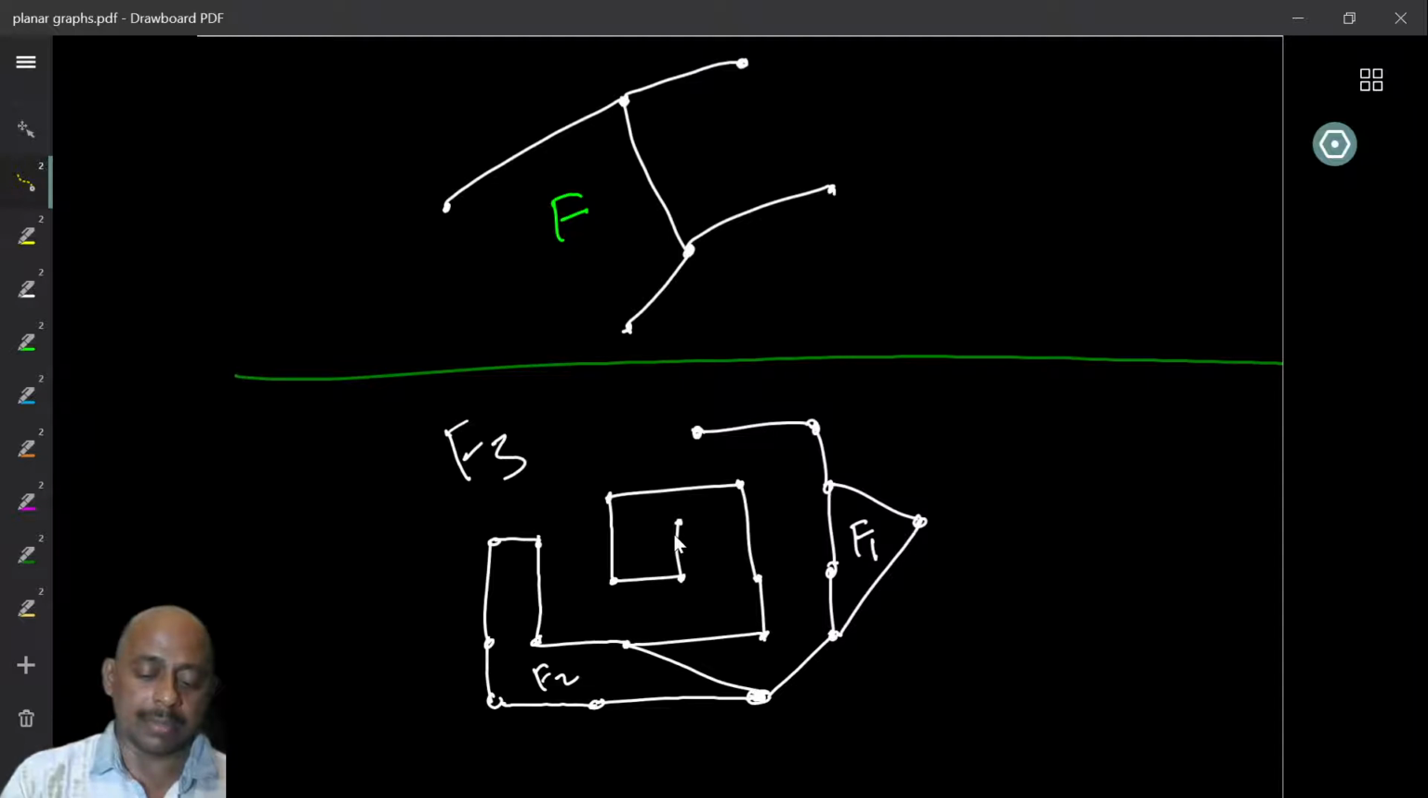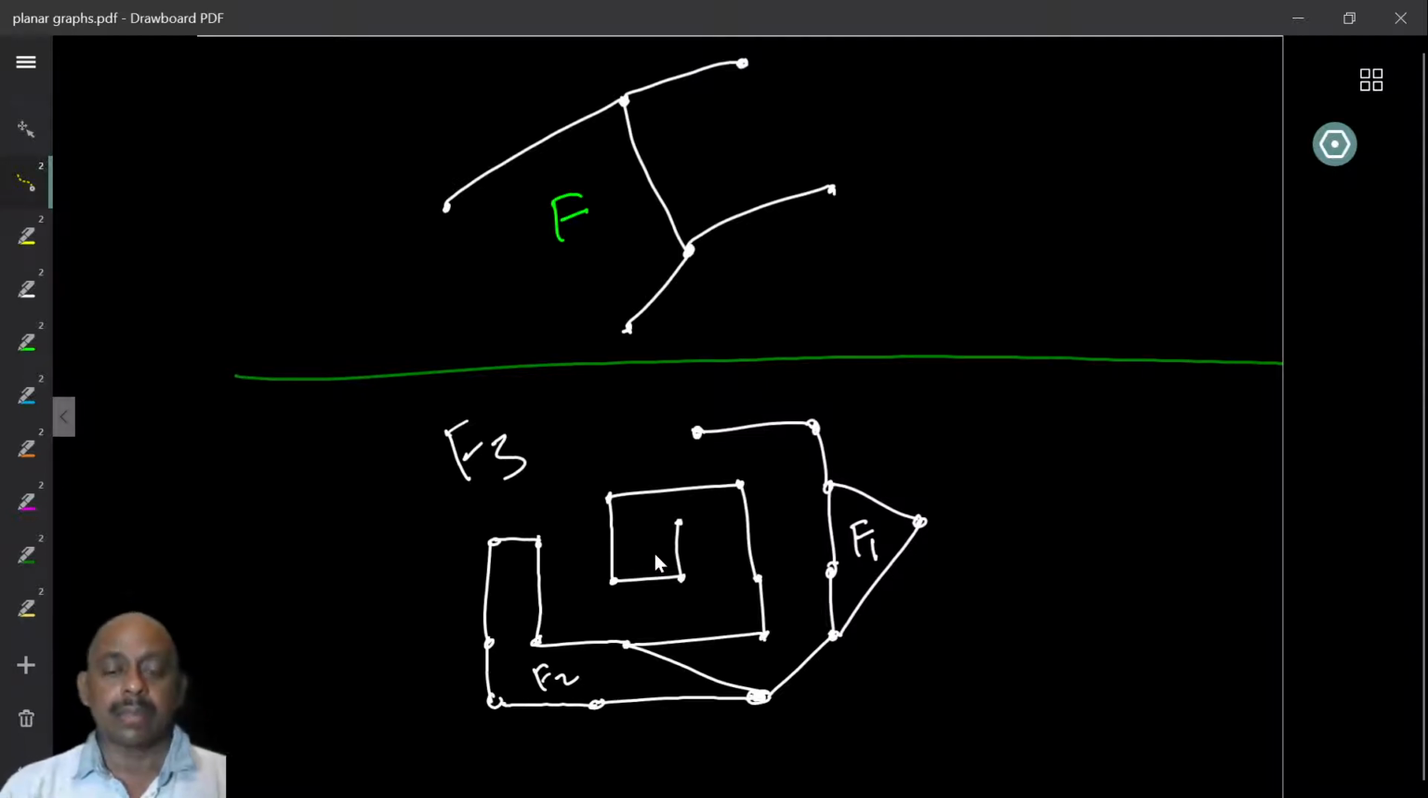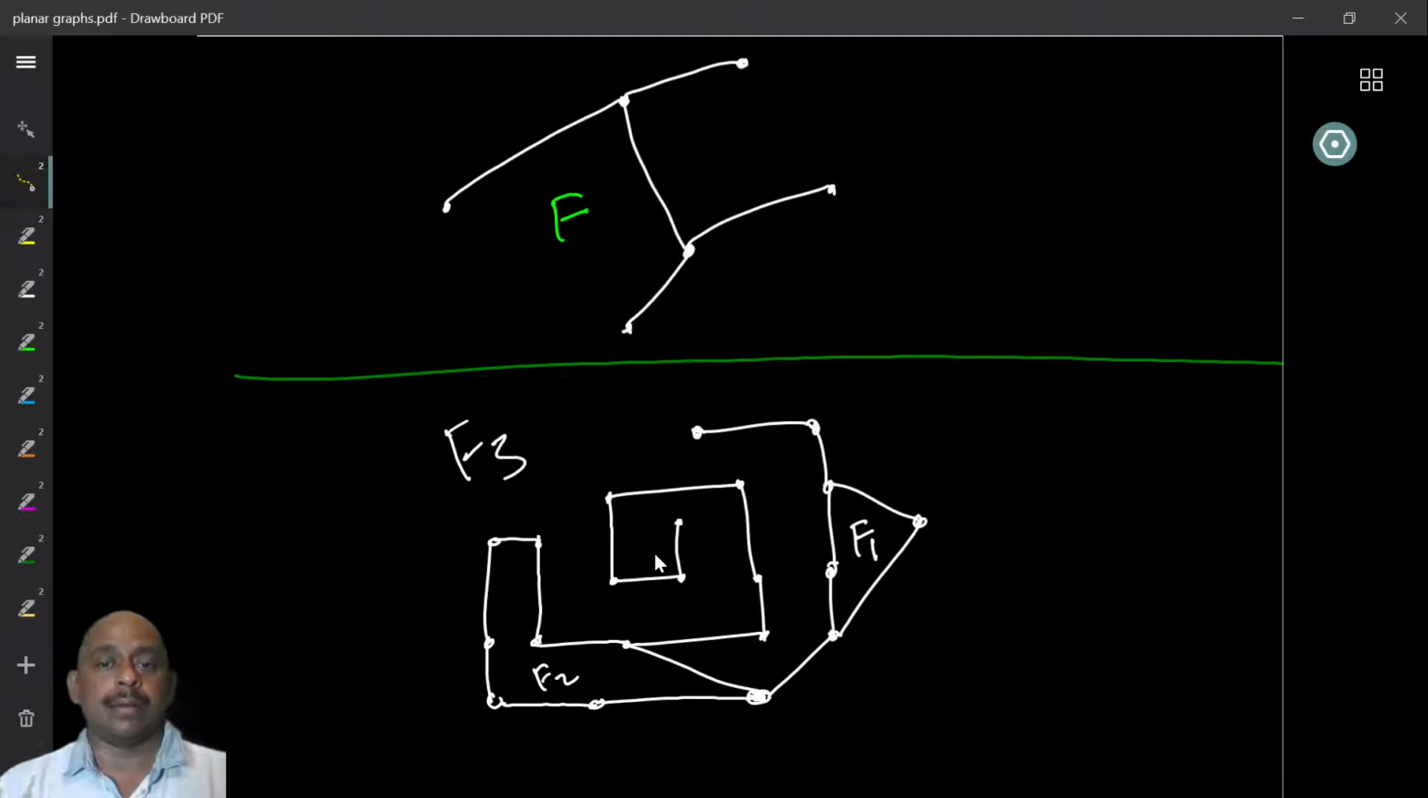In some certain drawings, you might think that parts like this might look like an internal face, but it could be an external face. So you have to be careful, but one can look through the embedding clearly and carefully, and then you can see what are precisely the faces of the graph.